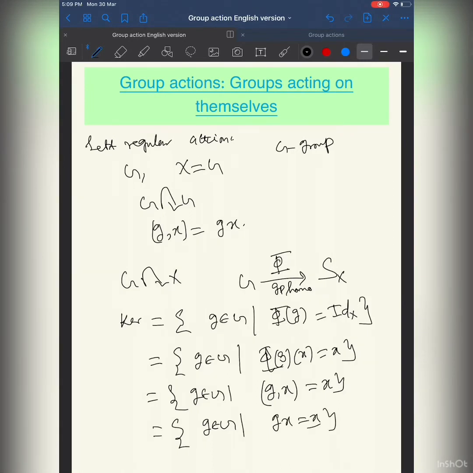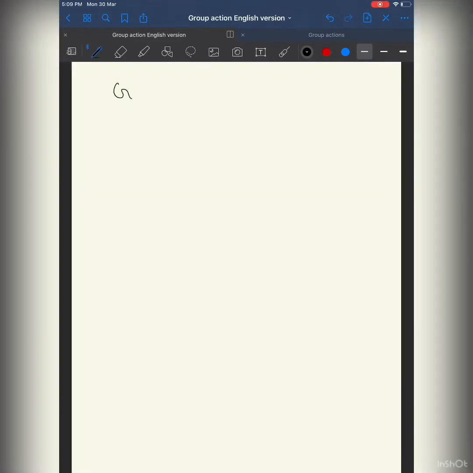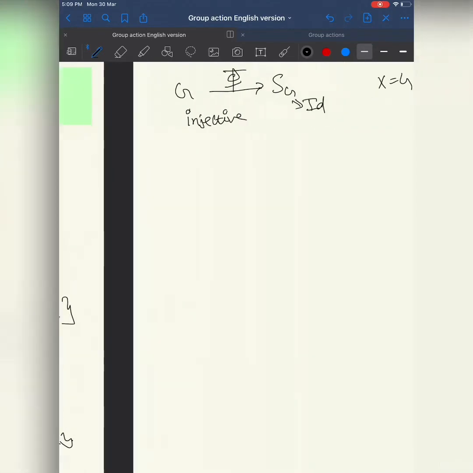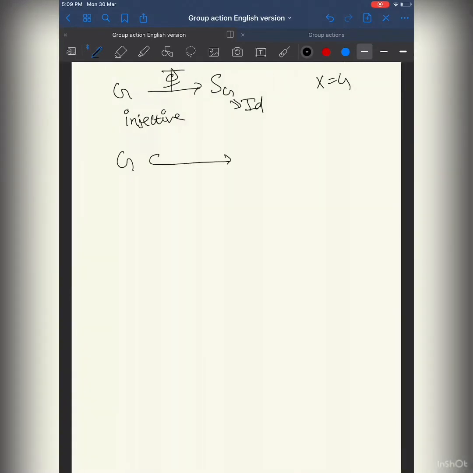Now if you multiply by x inverse on both sides, what do you get? The set of all g in G with g equal to the identity, that is nothing but the identity only. So in this particular action, the left regular action, the permutation representation from G to S_G, here X is also G, is injective. That is what we saw, right? The kernel is the identity. So that means the group is sitting inside S_G as an isomorphic copy.